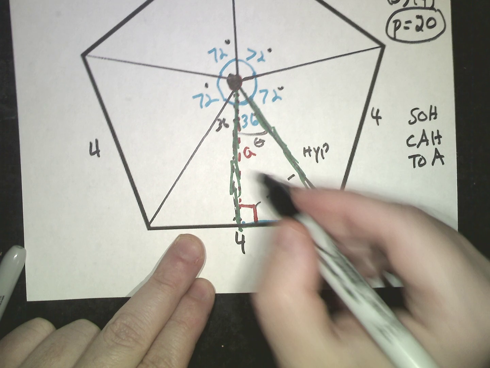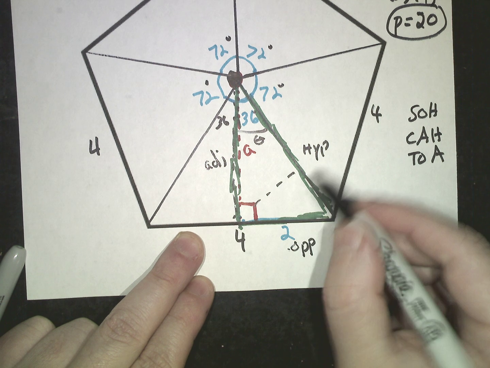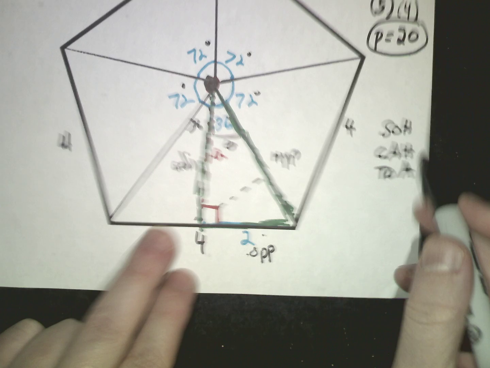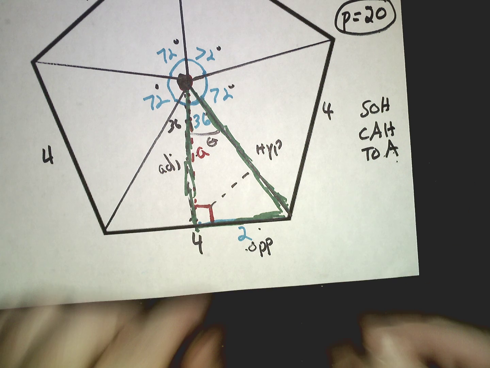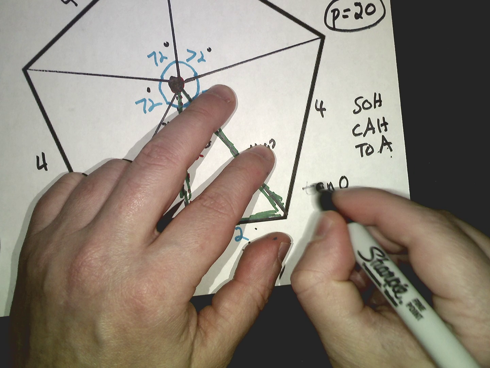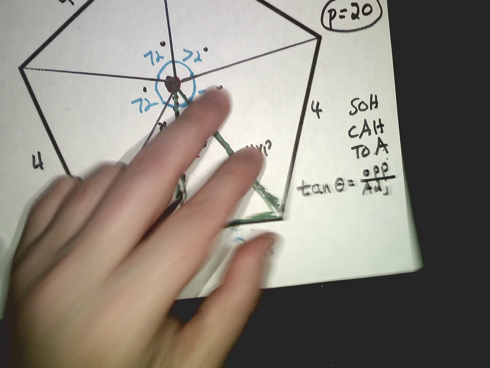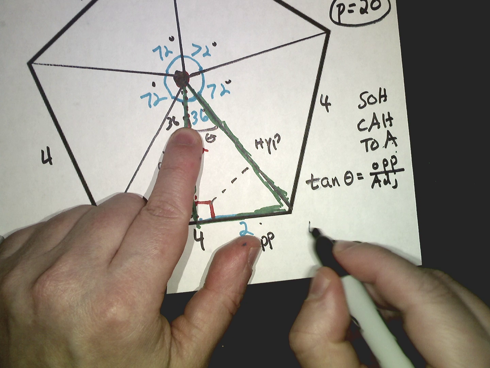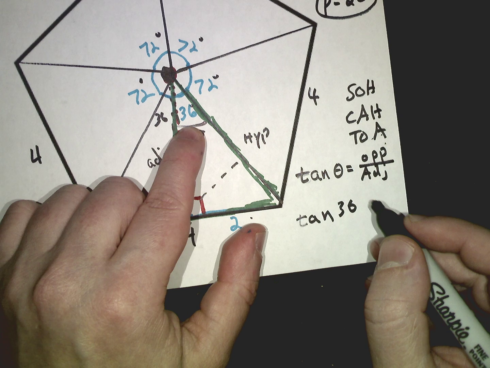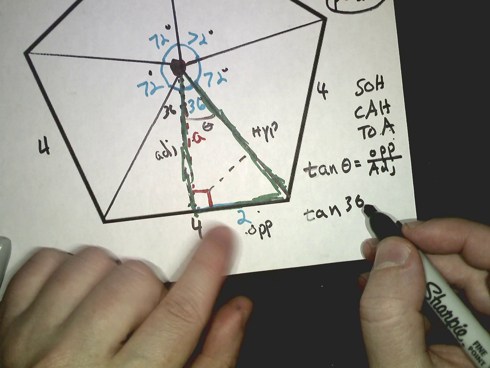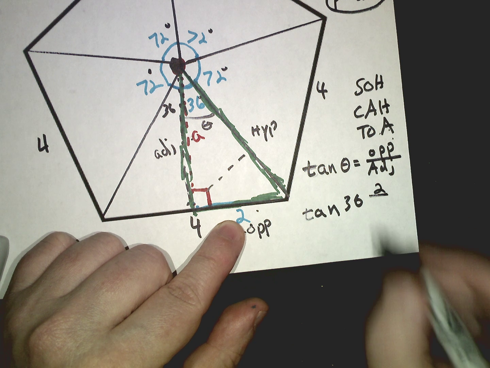And that is adjacent. So I have my opposite, my hypotenuse, my adjacent, but the only two numbers that count to me are adjacent and opposite. Well, which one has adjacent and opposite? Tangent. So I know tan of theta equals opposite over adjacent. Well, theta is 36. Opposite is 2 from here, and adjacent is A.